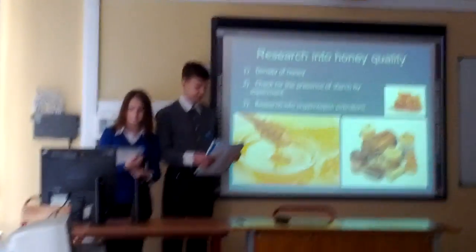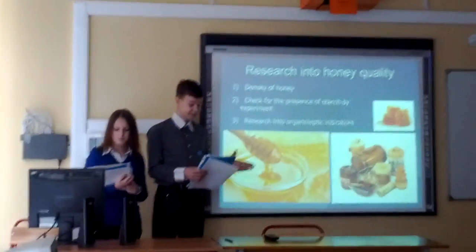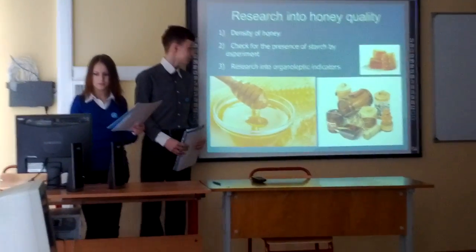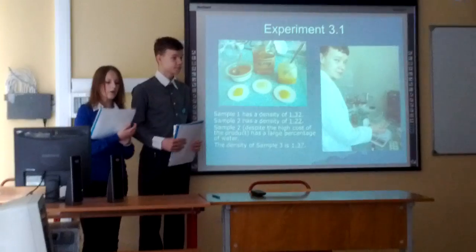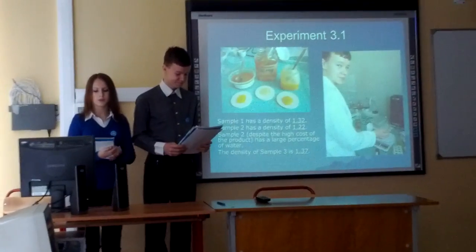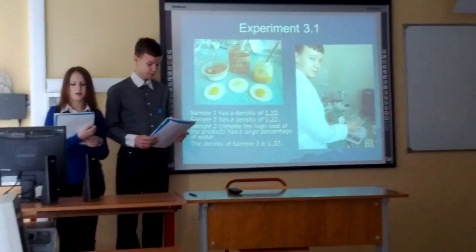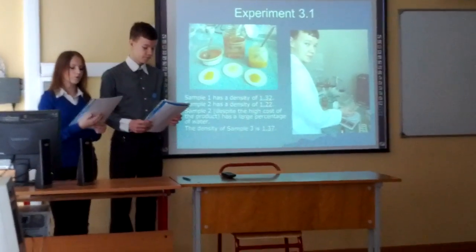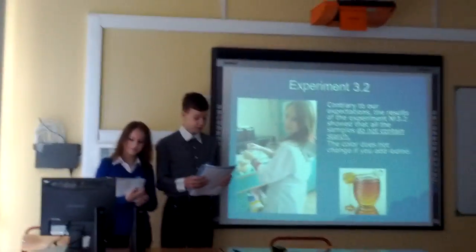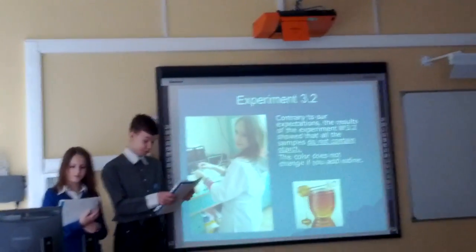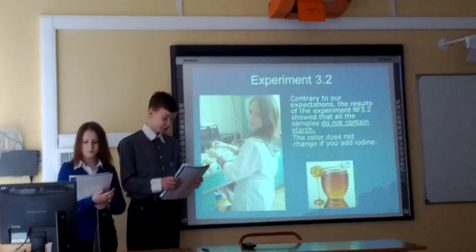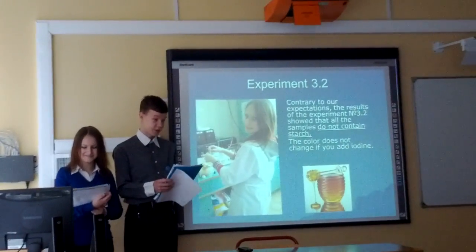Our next object was honey. We wanted to find out what density it had, if there is any starch, and define the organoleptic indicators. In our next experiment we were concerned with the density. As you can see, sample number 2, despite the high cost of the product, has a large percentage of water. Contrary to our expectations, the results of experiment 3.2 showed that all the samples do not contain starch. The color doesn't change if you add iodine to it.